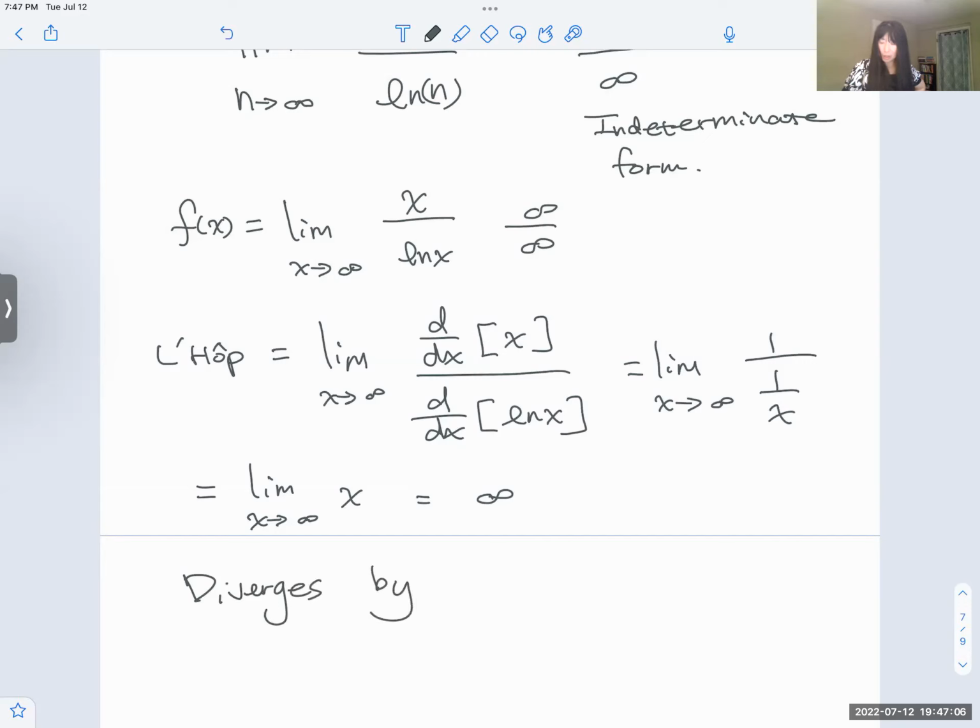All right, good, by the root test, since rho is equal to infinity.